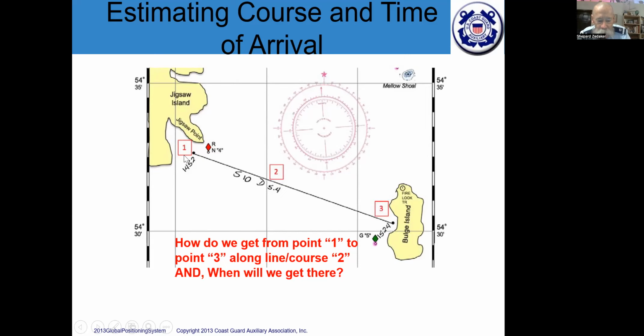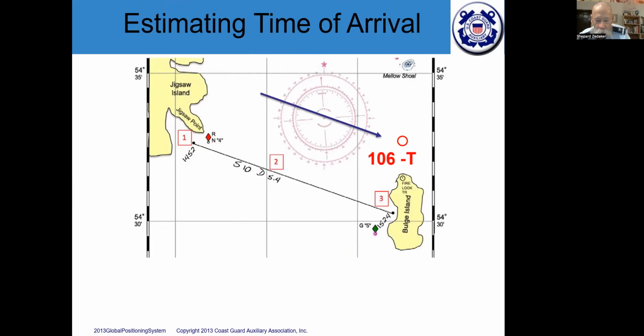Okay, how do we get from point 1 to point 3 along this line, which we call 2 here? And when are we going to get there? I mean, it's almost lunchtime. How am I going to get there? I need to get there in a hurry. So what are we going to do?